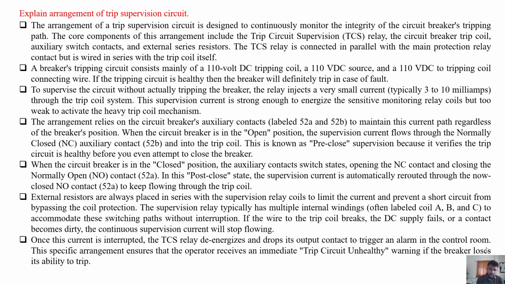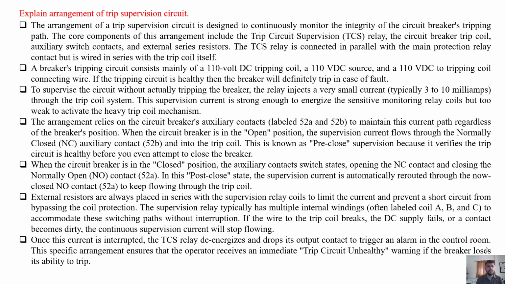The supervision relay typically has multiple internal windings, often labeled as A coil, B coil and C coil, to accommodate these switching paths without interruptions. If the wire to the trip coil breaks, the DC supply fails, or a contact becomes dirty, the continuous supervision current will stop flowing. Once this current is interrupted, the trip circuit supervision relay de-energizes and drops its output contact to trigger an alarm in the control panel or control room.